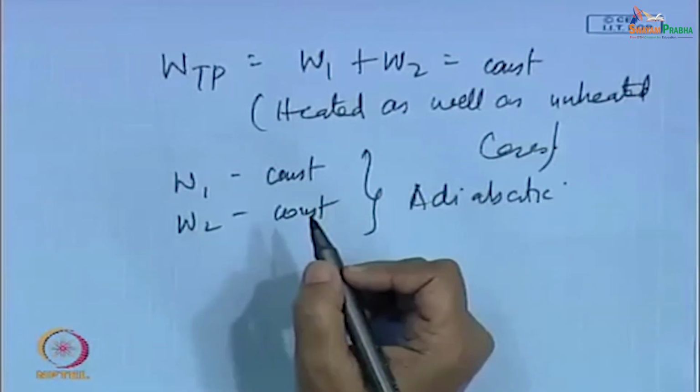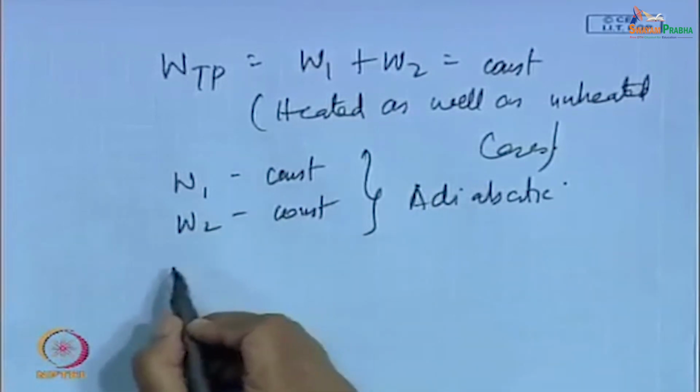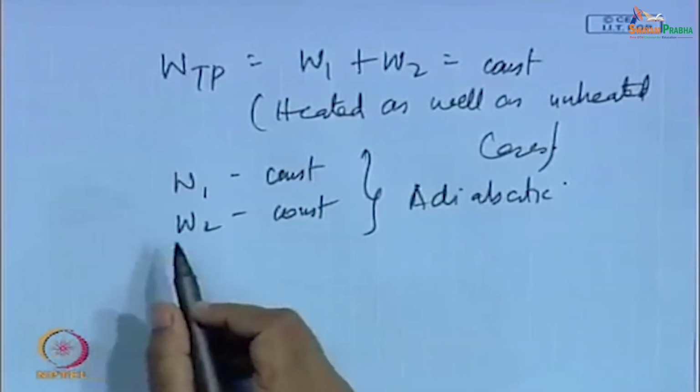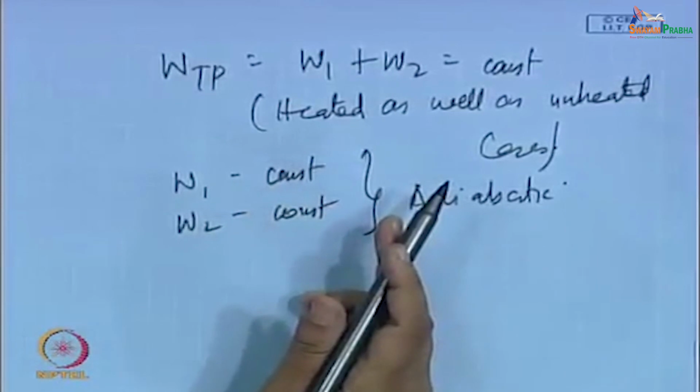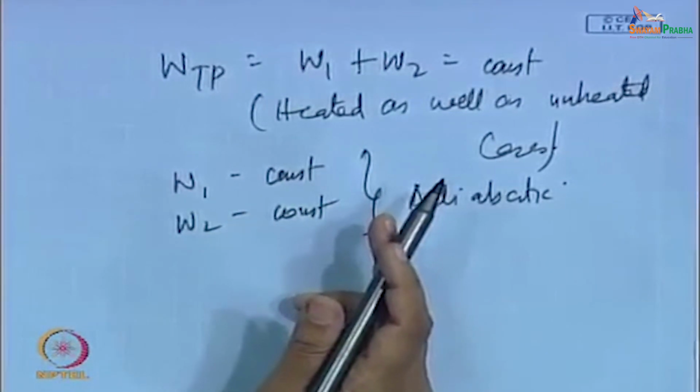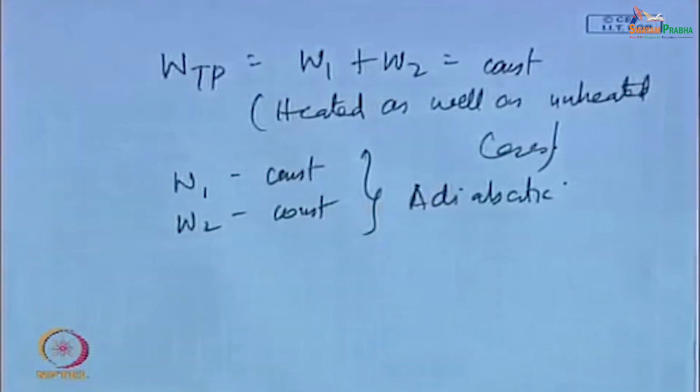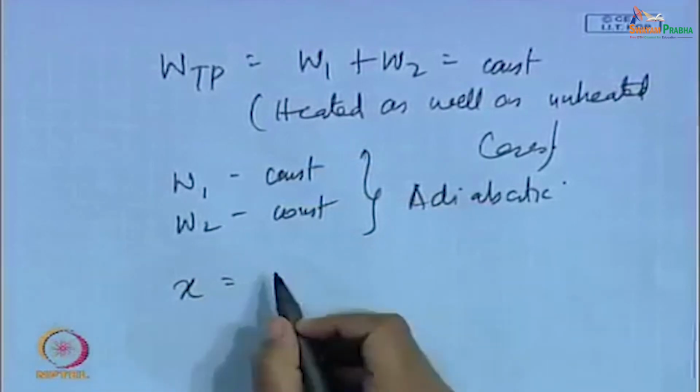But when we are considering heated condition, then in that case WTP is constant, but W1 and W2 change. Okay? And therefore, we find that throughout the channel the quality or the mass fraction of the two phases keeps on changing, and from thermodynamics we would like to refer to this mass fraction as quality of flow.